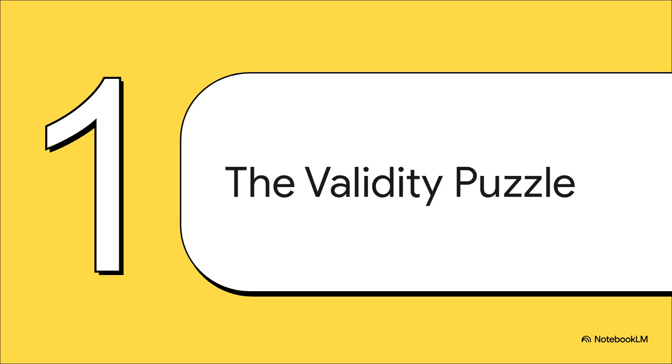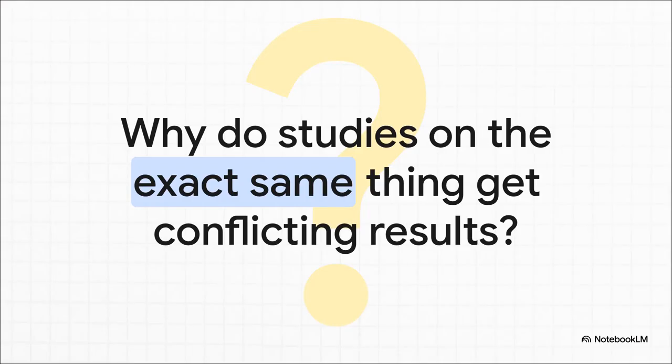Part 1, the validity puzzle. You've probably seen this before, right? A headline pops up claiming some new hiring test is a game changer, and then a year later, another study says it's totally useless. This happens constantly. Scientists are looking at the exact same relationship, say a pre-employment test and how well someone does their job, and they end up with this messy, confusing pile of conflicting results. This variation, that's the mystery we need to solve.